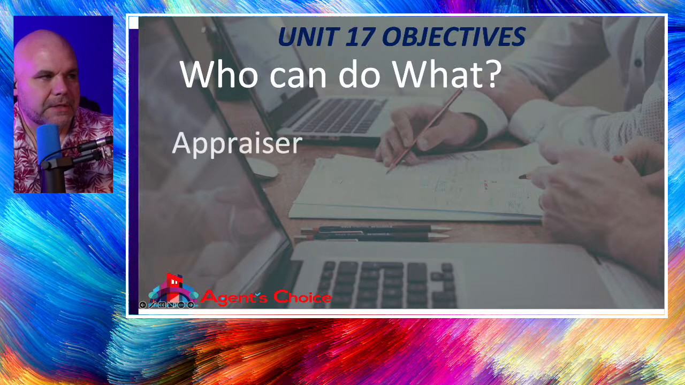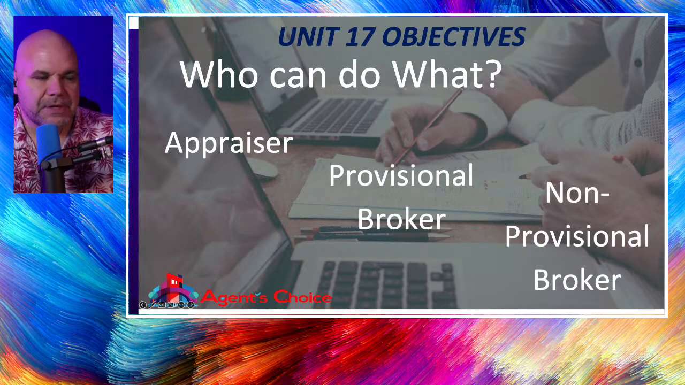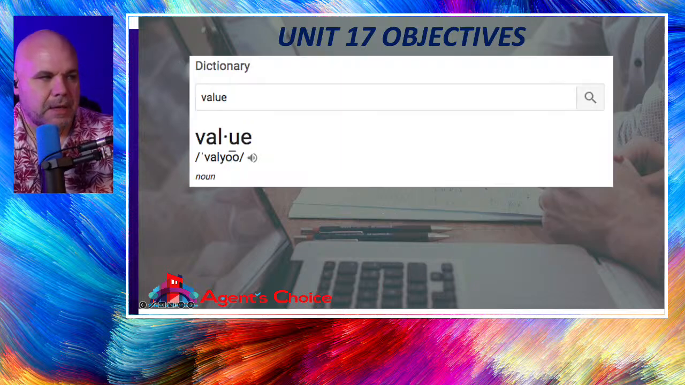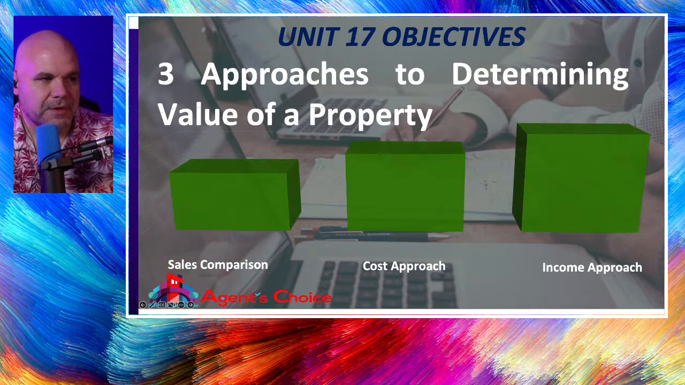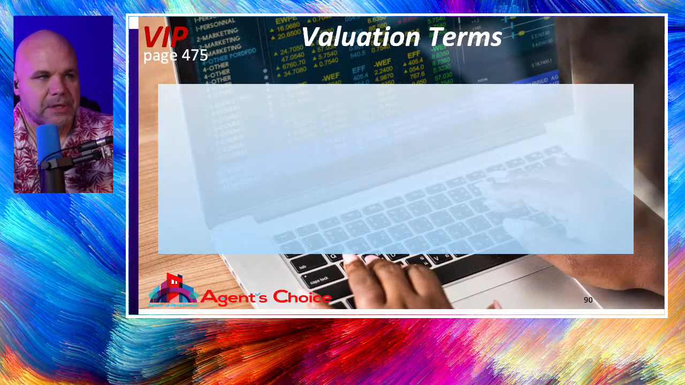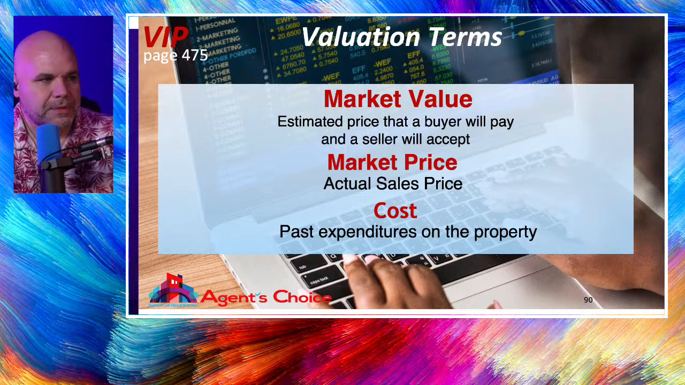Who can do what? Various things. Appraisers do appraisals. Provisional and non-provisional brokers do CMAs and BPOs. Forces and factors affecting value. Basic economic principles of value include some stuff. There's those three approaches. That's one of the things I wanted to show you. It's the sales comparison method, it's the cost approach, and it's the income approach. Those are the three various types of valuation methods an appraiser is going to use to determine valuation. Here's what we already know. We talked about these things.